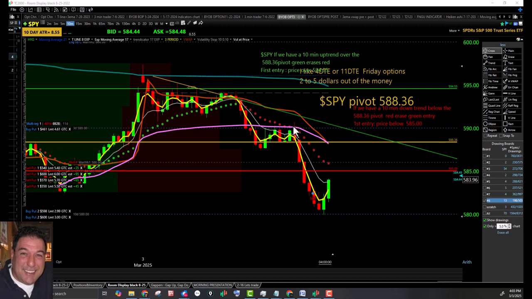Right here was the green up, and then right there was your entry candle, or you could have waited for the red erases green down here underneath, and you had an entry there as well. All right, so there's SPY on the 10-minute. You had 2 entries to the downside, and you can see price got caught underneath VWAP and got caught underneath the prior day's low anchored VWAP. So price action, you can see price action pulling back there.